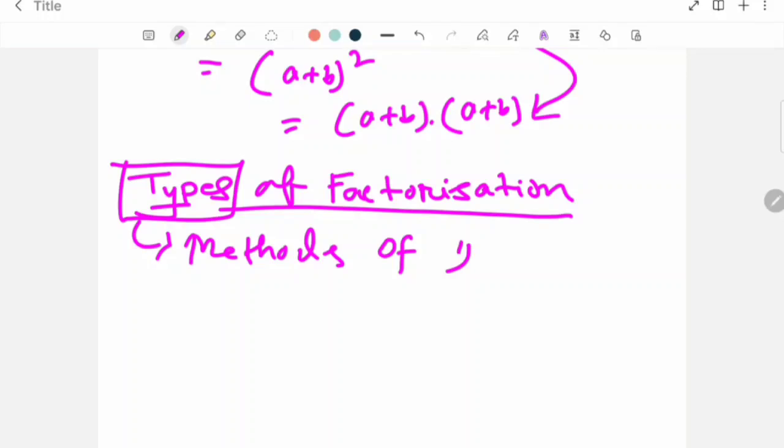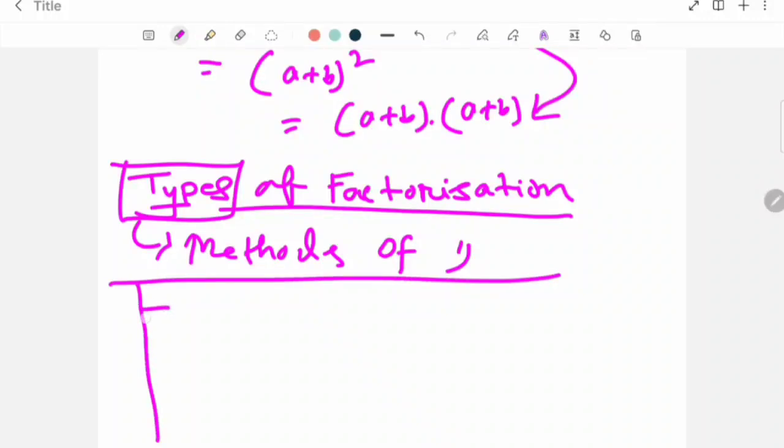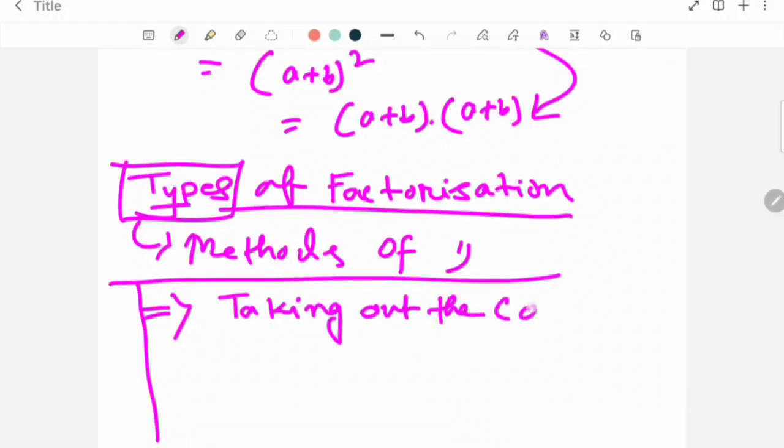Now what are the methods? The first method of this factorization is taking out the common factors. So which is the first one? The first method of factorization is taking out the common factors.